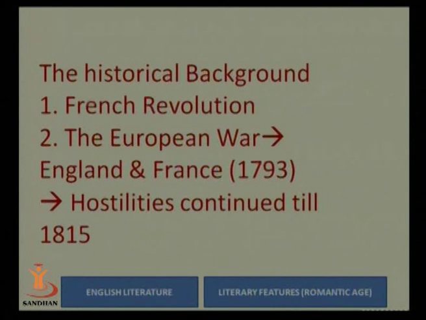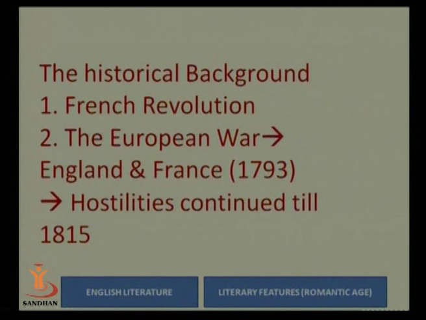Before we proceed further to understand the features of the Romantic Age, let us look at the historical background of the age. You will find the French Revolution has influenced the Romantic Age to a great extent. The European War, the war between England and France, which took place in 1793, did play a very significant role in influencing the literature that was written during this period.